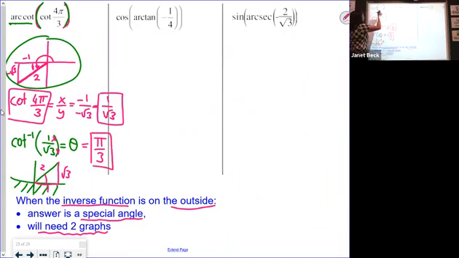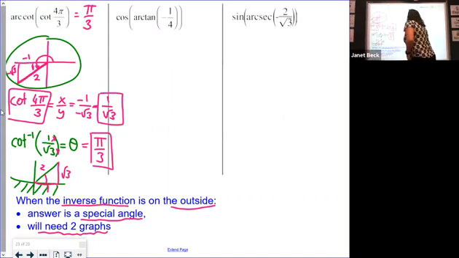Go all the way back up the top, put that up here. My answer is pi by 3. Notice that the function and the inverse did not cancel each other out. My answer was not 4 pi by 3. It couldn't have been, because 4 pi by 3 is quadrant 3, and the answer to none of these is in quadrant 3.